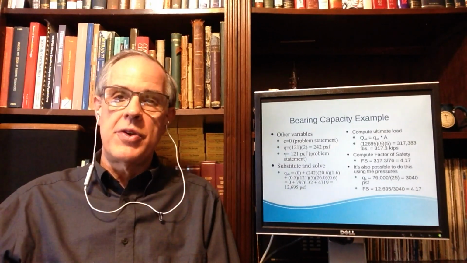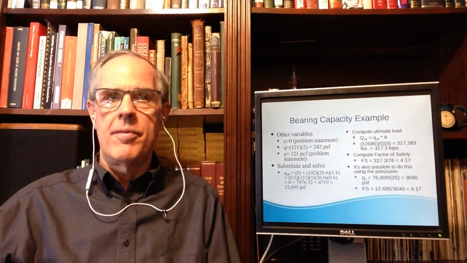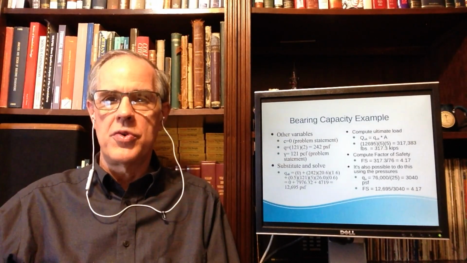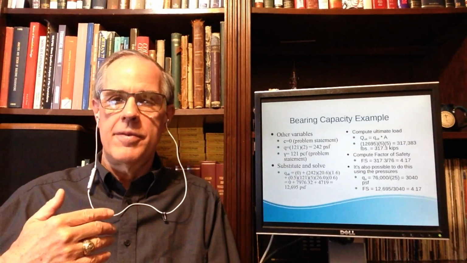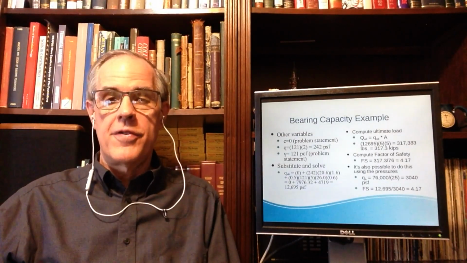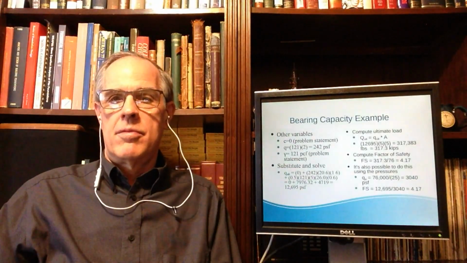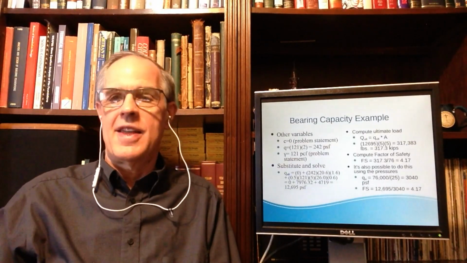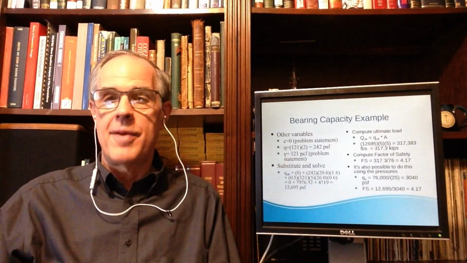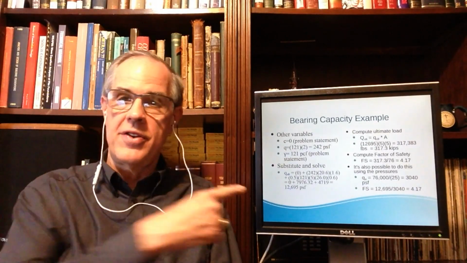Other variables, C is equal to 0 via the problem statement. That means the first term is 0. Now, kind of like we did in soil classification, I used to teach this as a process of elimination, where you would eliminate certain terms and then solve the other ones. I found that students found that confusing, therefore just insert 0 into that term. Do it that way and you won't miss anything. And then q, which is the effective stress at the base of the foundation, is simply 2 feet times 121 PCF, which is 242 PSF. Gamma is 121. All I do is plug and chug.